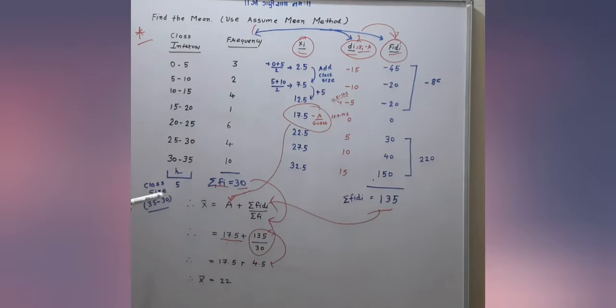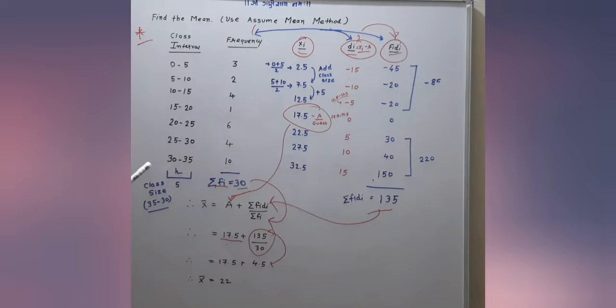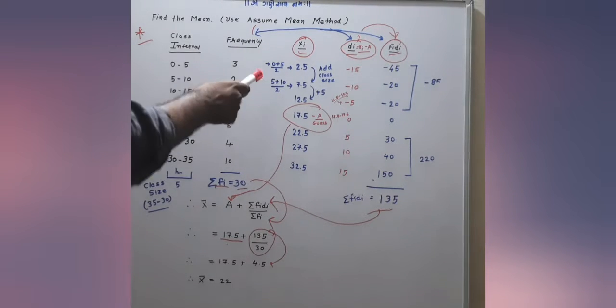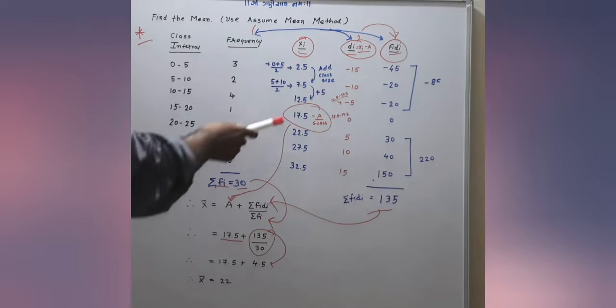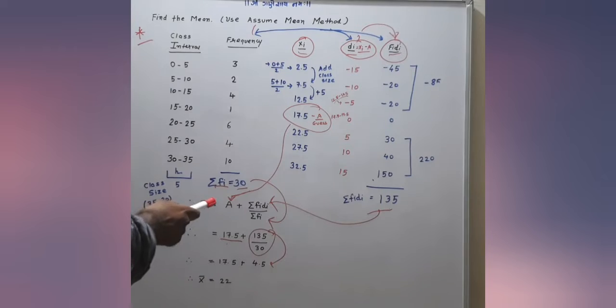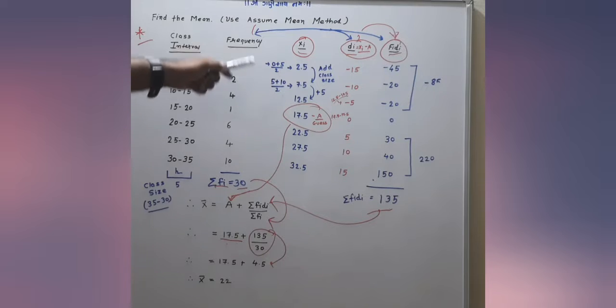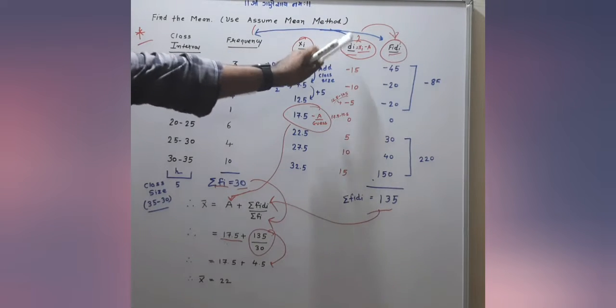So class size is 5, and this 5 is added in each row. So I got the xi for each row: 2.5 plus 5 is 7.5, plus 5 is 12.5, plus 5 is 17.5, 22.5, 27.5, and then 32.5, adding 5 with each row. Now the second thing that we need to find is di.